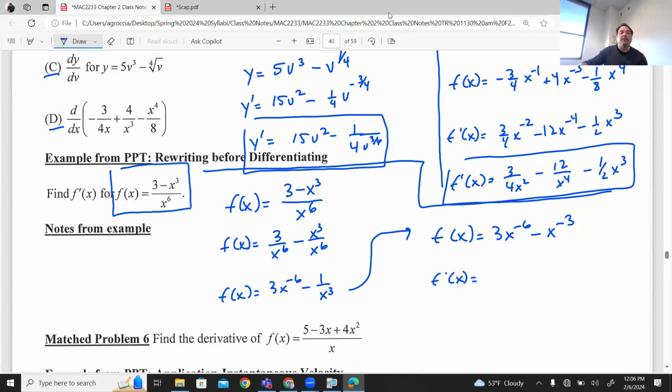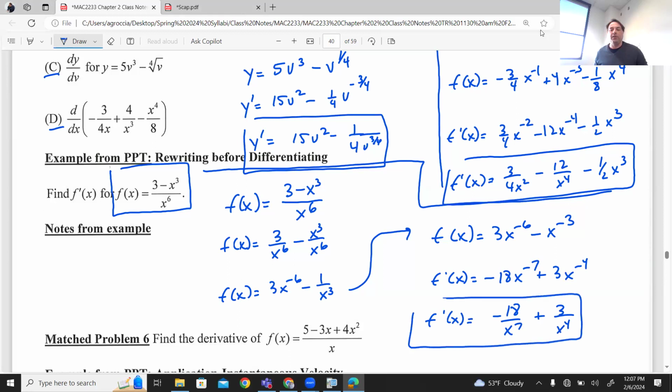So I'm going to pause there. Again, algebra, algebra, algebra. So when I take the derivative of this, it is going to be negative 18x to the negative 7 plus 3x to the negative 4, to get the final answer of negative 18 over x to the 7 plus 3 over x to the 4, final simplified answer.